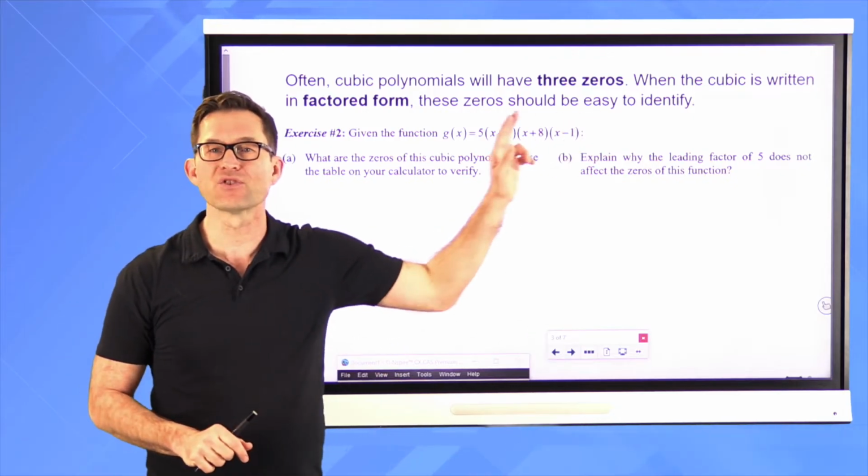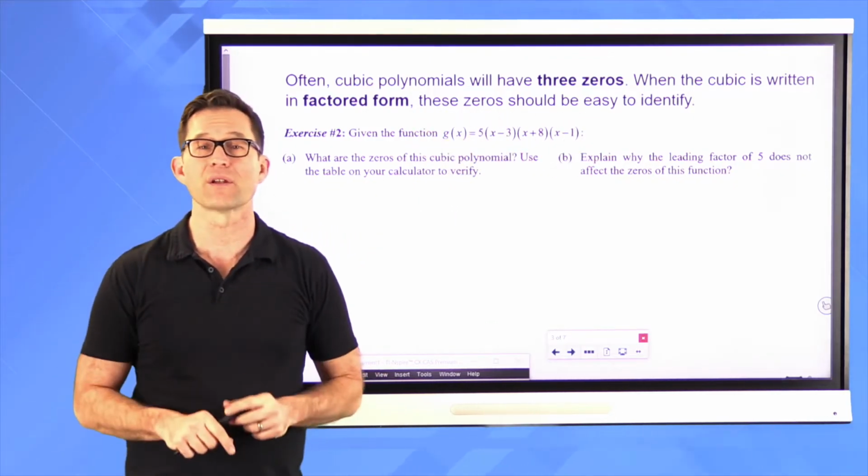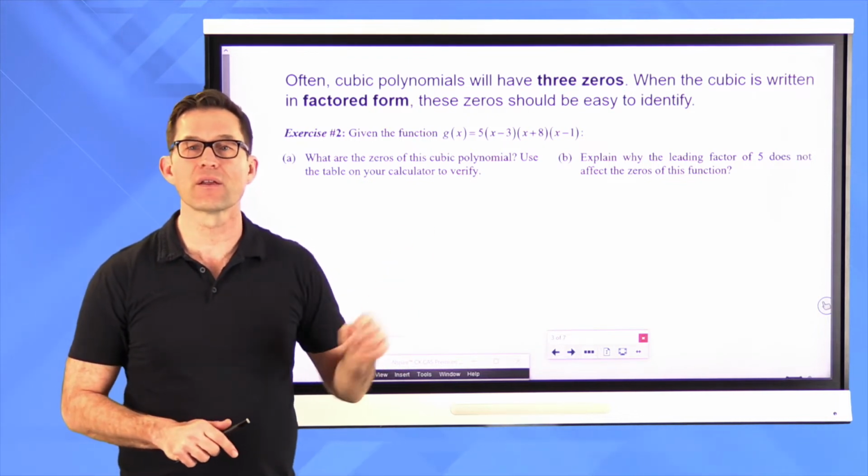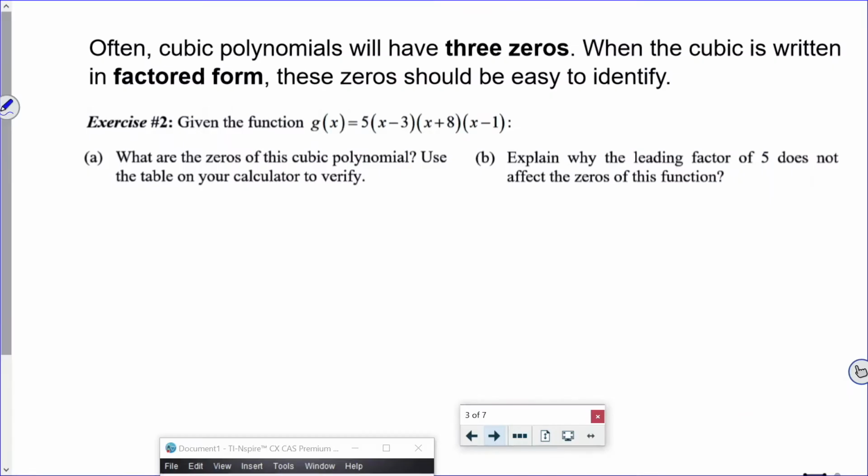Now, when the cubic is written in factored form, as it was in our last problem, the zeros should be easy to identify. Let's take a look at exercise number 2. Given the function g of x equals 5 times x minus 3 times x plus 8 times x minus 1, letter A, what are the zeros of this cubic polynomial? Use the table on your calculator to verify.